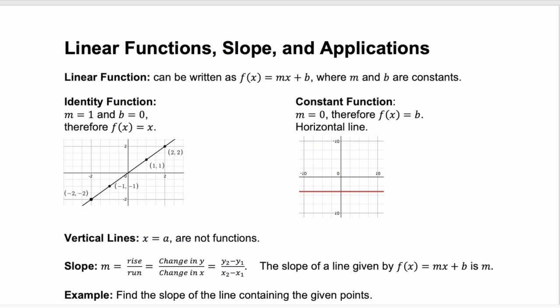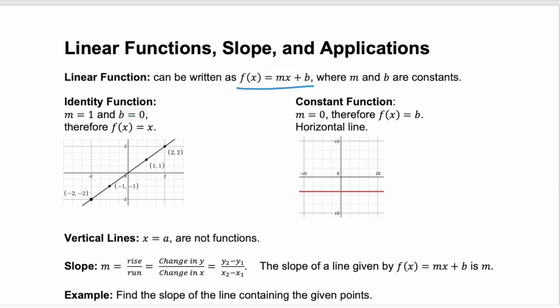Hi, Professor Baldwin here. Let's talk about linear functions and their slope, and maybe some applications of those linear functions. Remember that a linear function is a function that can be written as a straight line. So we can write that as f of x equals mx plus b, where m is our slope and b is our y-intercept, and m and b are constants.